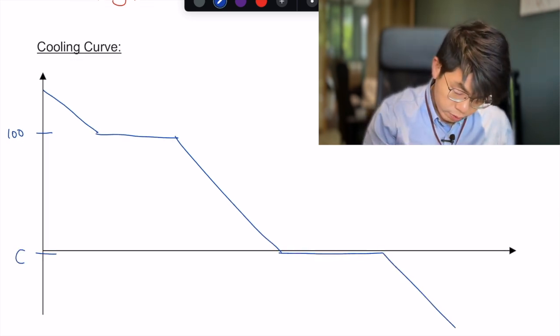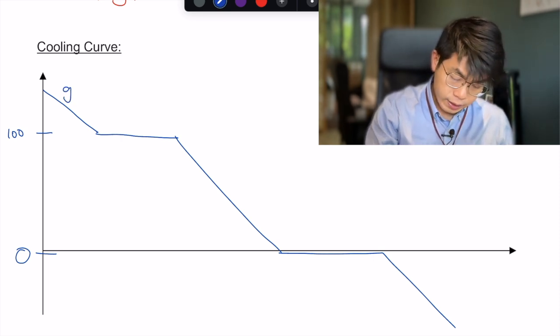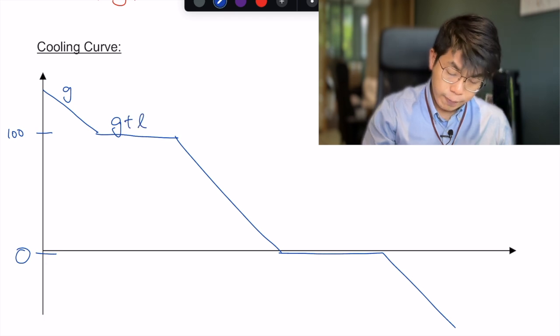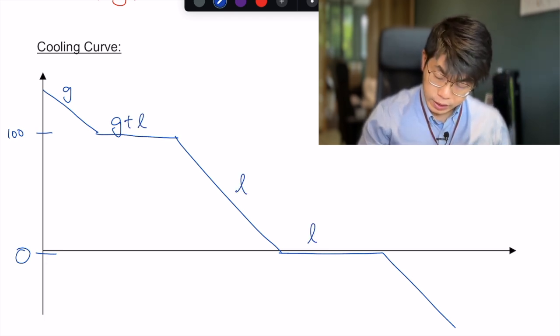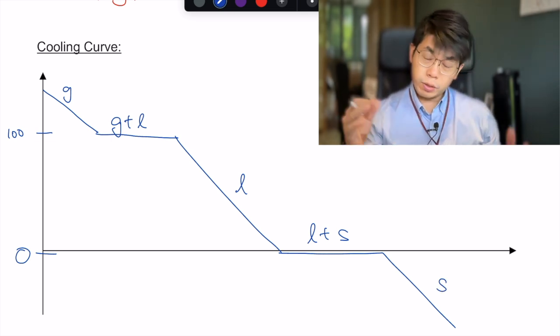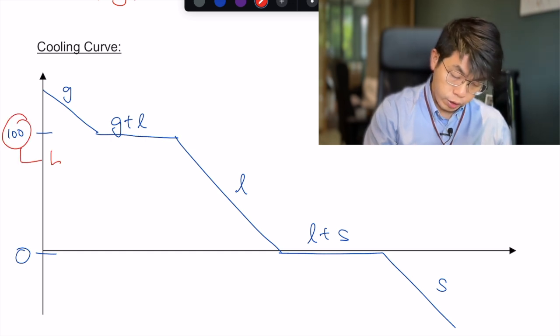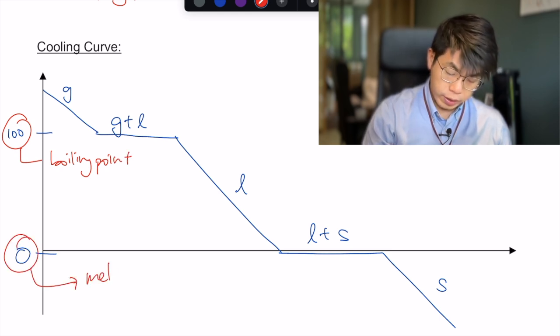This point is 0, and what we know is that at this point here is gas, here is gas plus liquid, here is liquid, here is liquid plus solid, and here is solid, similar to the one on top. In red, this one is known as the boiling point, and over here this is known as the melting or freezing point.